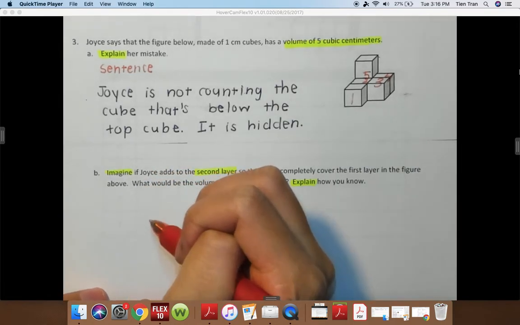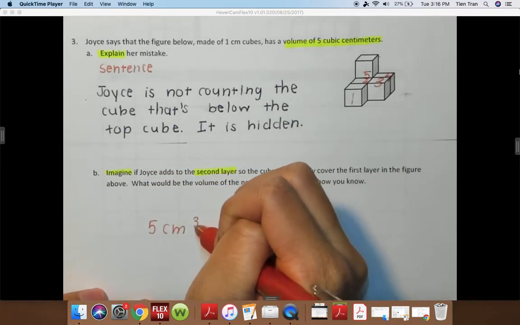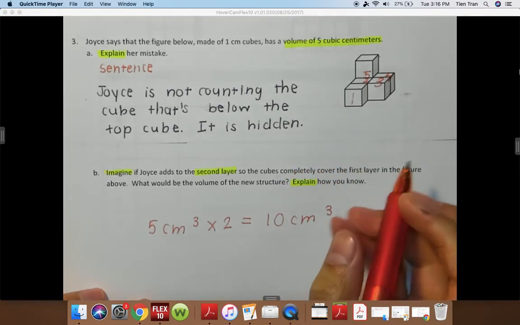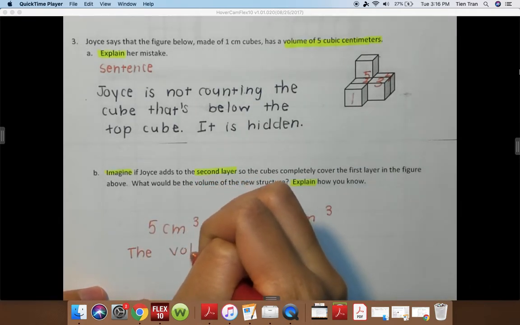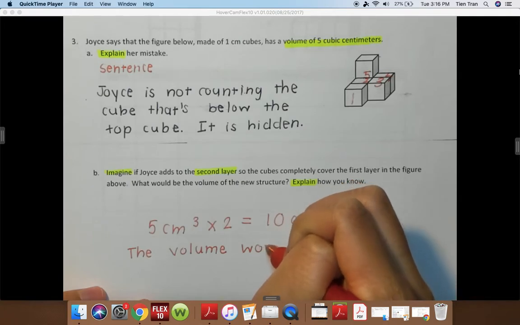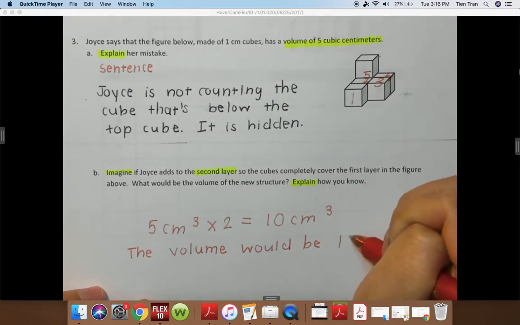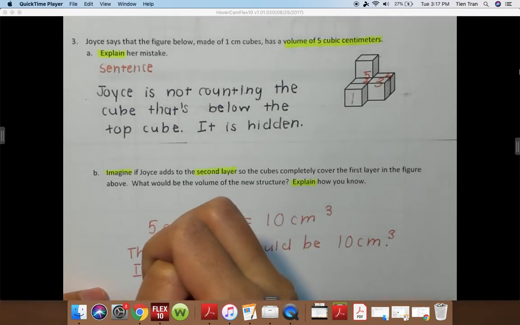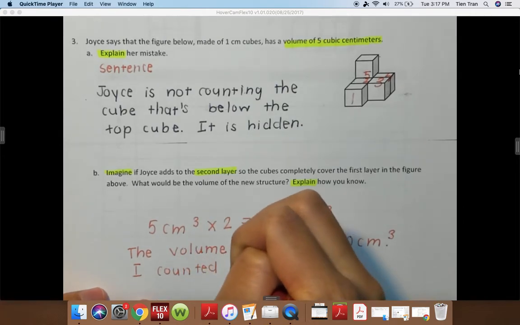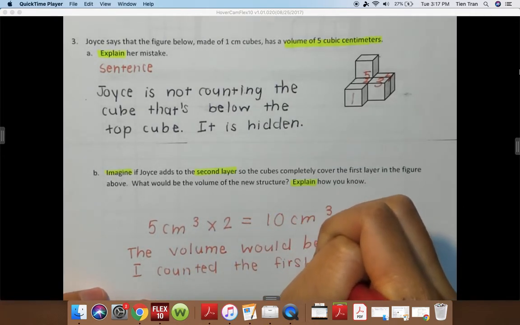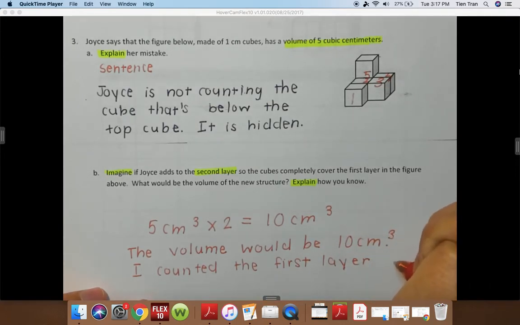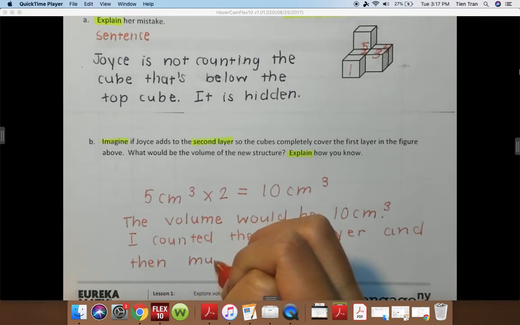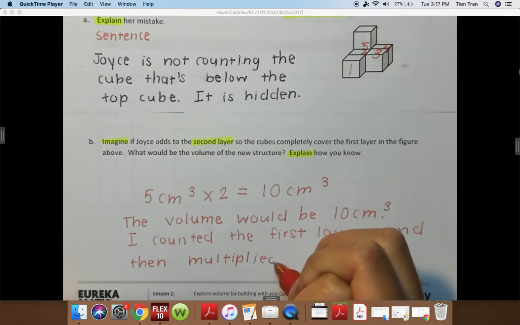So I'm going to multiply 5 centimeters cubed times 2, which equals 10 centimeters cubed. So the volume would be 10 centimeters cubed. So I counted the first layer, and then multiplied by 2.